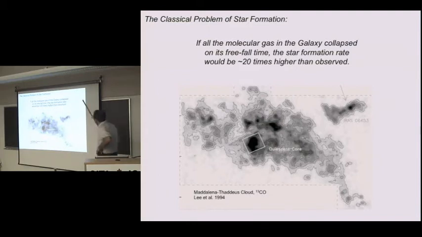This is the poster child of a starless molecular cloud. The Maddalena cloud, in 13CO, that's approximately 2 million solar masses. There's some other regions up here. And this was always seen as the massive or giant molecular cloud without star formation.